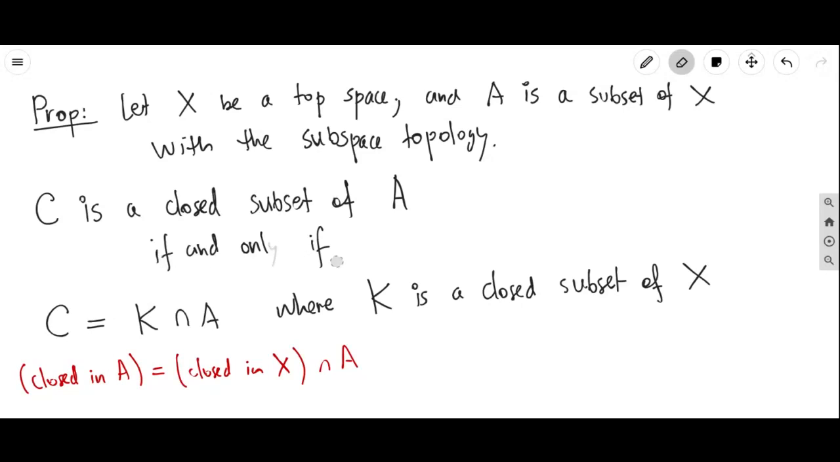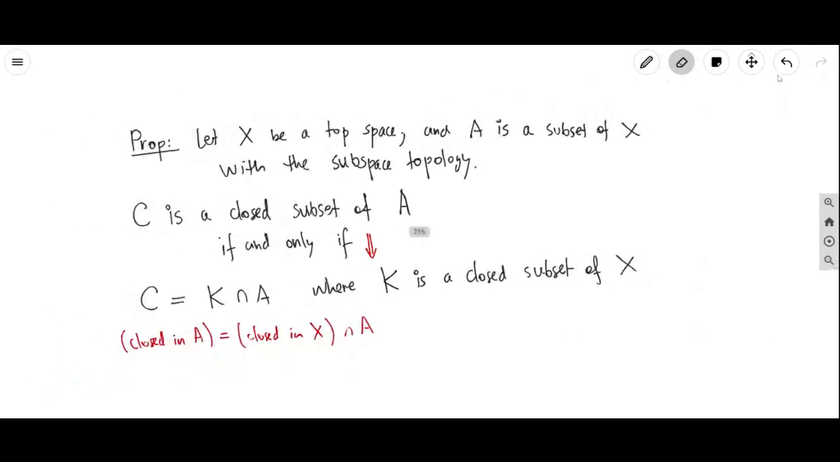And as you can see, it's an if and only if statement. So we're going to be lazy, as we always are. We're only going to prove it one way. I'll prove it to you in this direction, and then you can prove it in the other direction. So we're going to prove that if you have a closed subset of A, then you can always find a closed set in X, so that when you intersect it with A, it returns you back to C. So let's write out the proof.